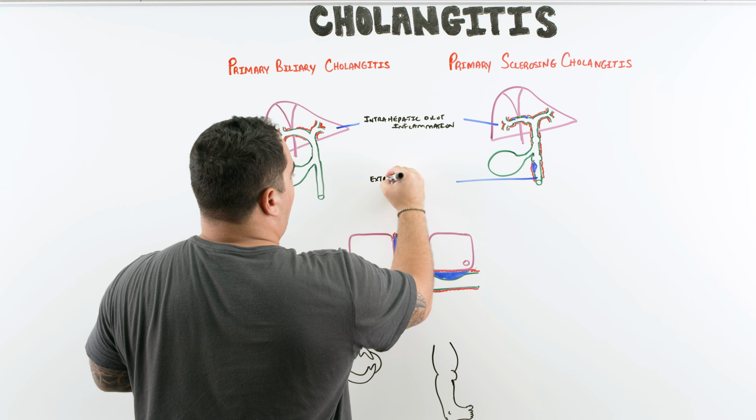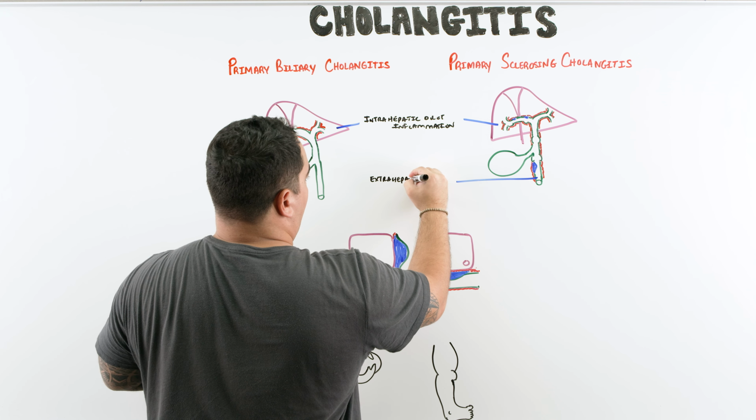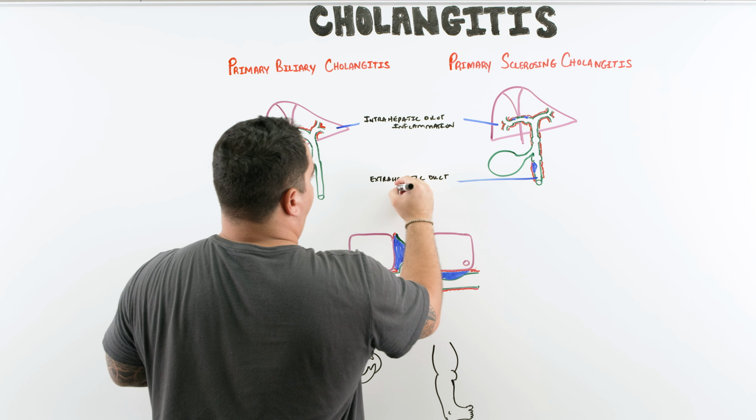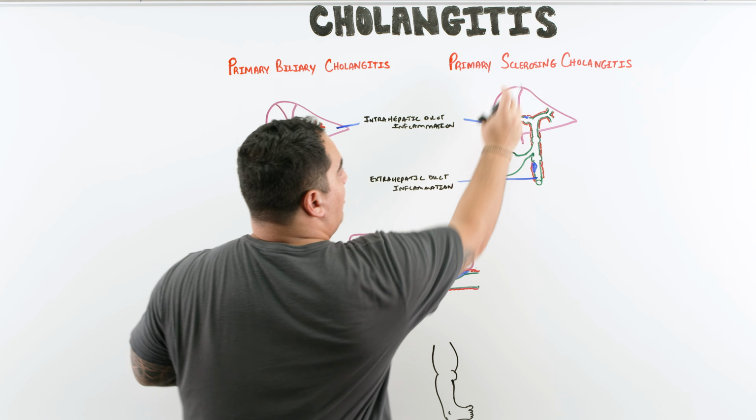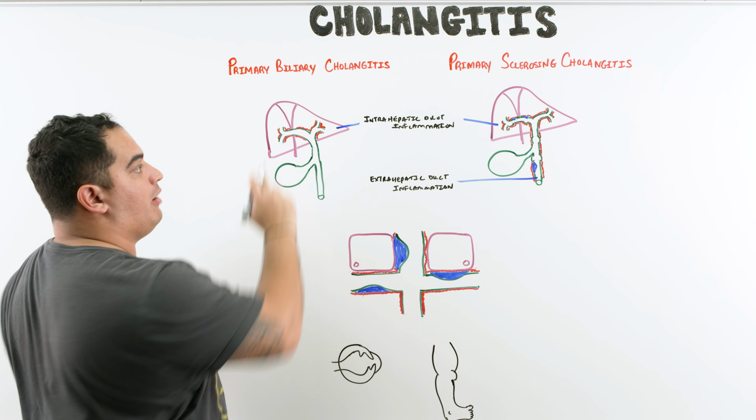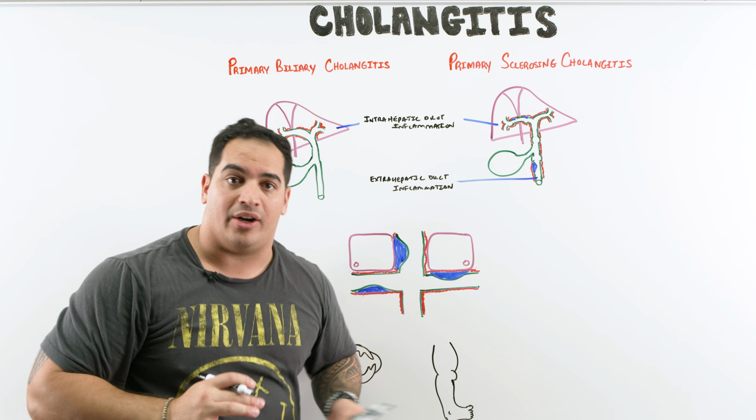So you have extrahepatic duct inflammation and intrahepatic duct inflammation in primary sclerosing cholangitis, but only intrahepatic duct inflammation in primary biliary cholangitis.